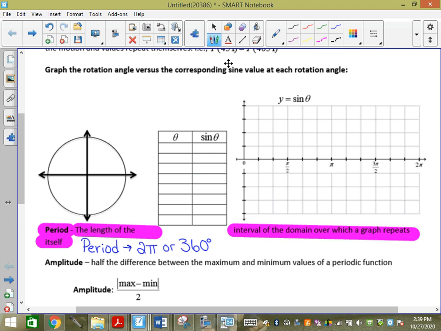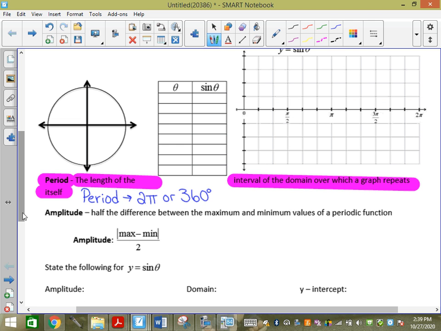What would change that? What would make it be able to shrink? What type of transformation could we apply to it that would cause it to shrink or lengthen? Yeah? Which stretch?